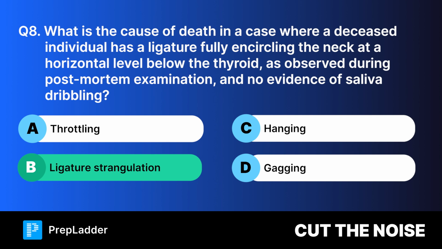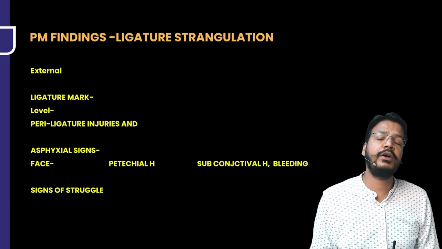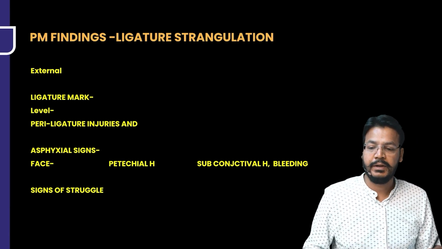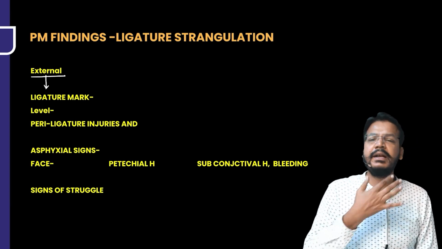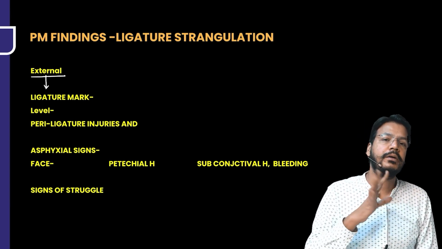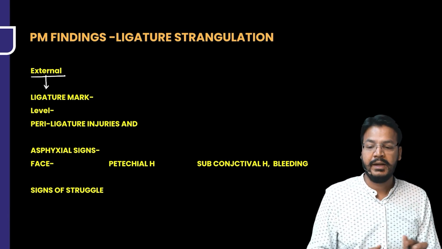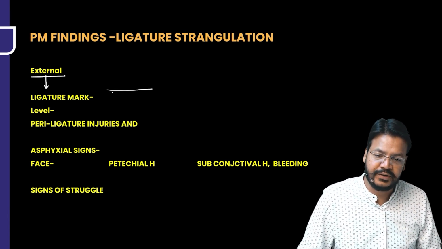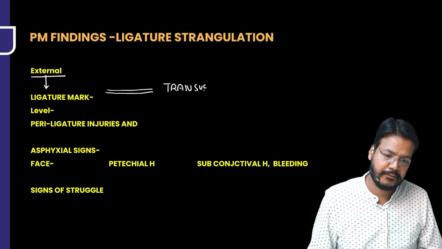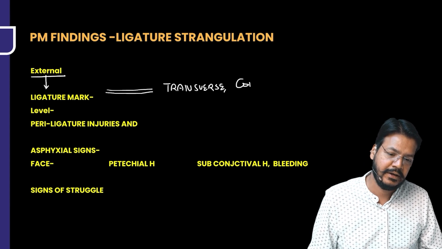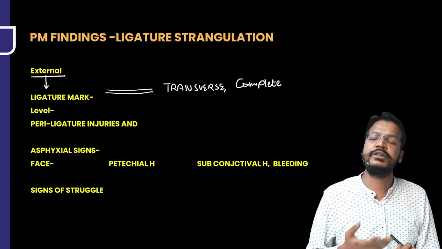And the correct answer is ligature strangulation. Here's the explanation. Postmortem finding of ligature strangulation, you have to differentiate. If you see the external finding, in hanging the ligature mark could be oblique, could be transverse, but I told you one thing, that it was above the thyroid level. Here, ligature marks are generally on the neck. Generally, these are transverse. And second, these are complete and transverse, because there is no knot, so it is always complete.